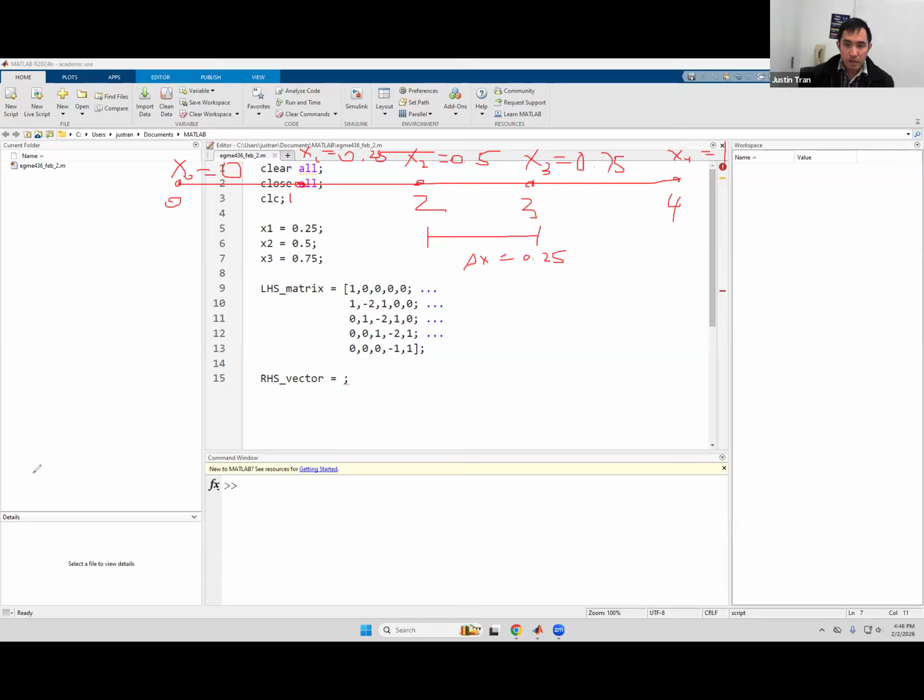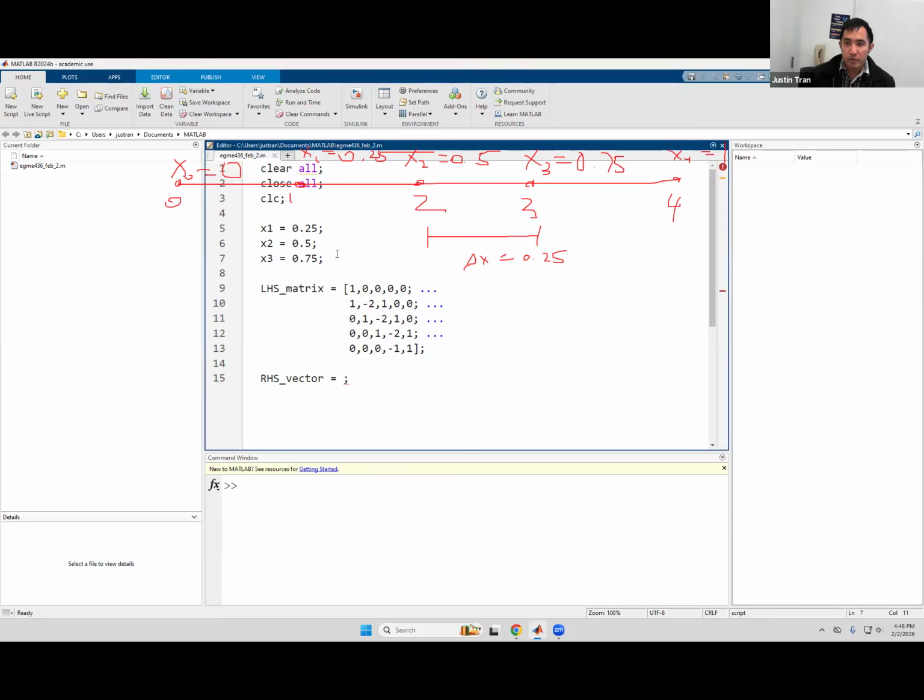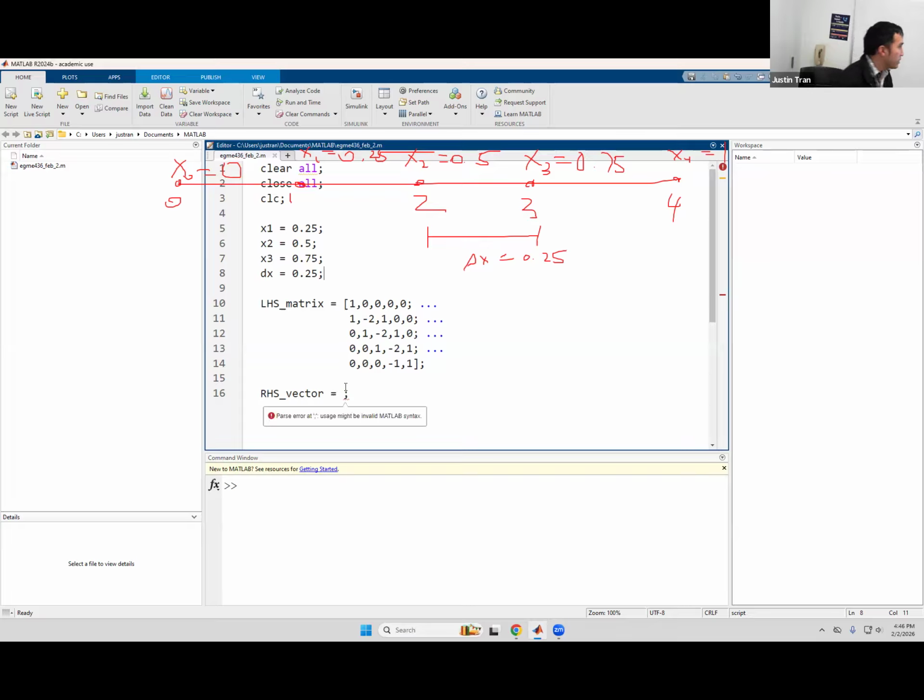Okay. And then our values here depend on that as well. So let me define dx. dx is 0.25. So again, you don't have to do this. You can just put the values directly into the matrix, but I just want to make things consistent with what we have in the notes in terms of symbols.